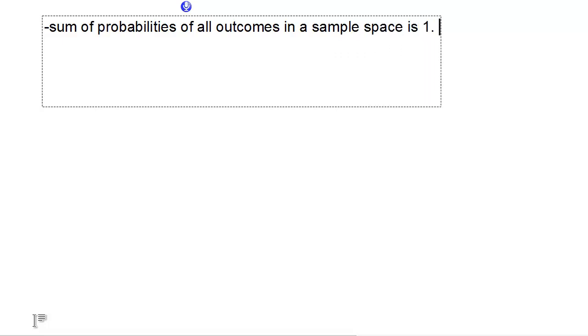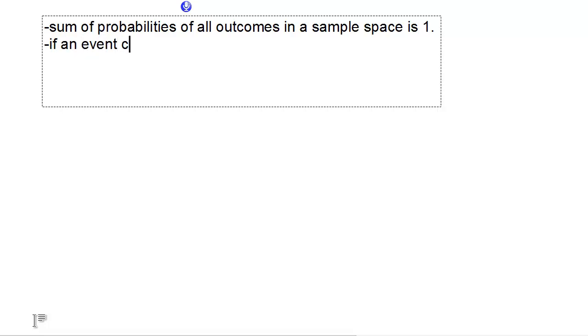Then I also have that the sum of probabilities of all outcomes in a sample space is 1. So if I take the probability of getting a head on flipping a coin, that's 1/2. And if I take that and add it to the probability of getting a tail, which is the other item in the sample space, which is 1/2, and I add those together, I should get 1, which I do. So the probability of all the outcomes have to add up to 1.